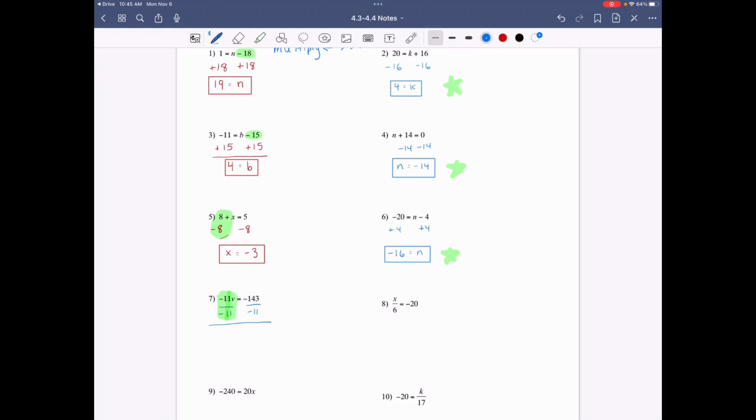So we divide by negative 11, and we just get v, because negative 11 divided by negative 11 is 1, and 1v is just v. Dividing 143 by 11 is positive 13, because a negative divided by a negative is a positive.